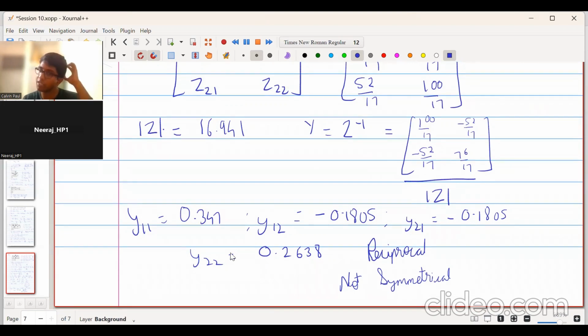Then for the network to be reciprocal, we know that Y12 should be equal to Y21. For the network to be symmetric, Y11 should be equal to Y22, which does not happen over here. That is why we say it is not symmetrical.